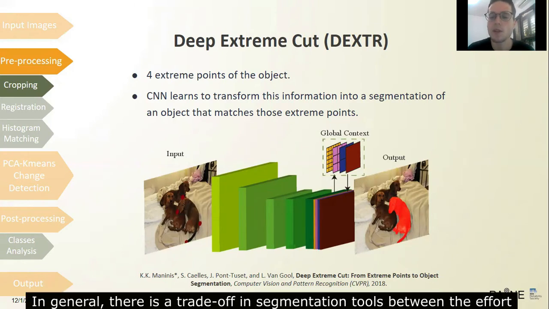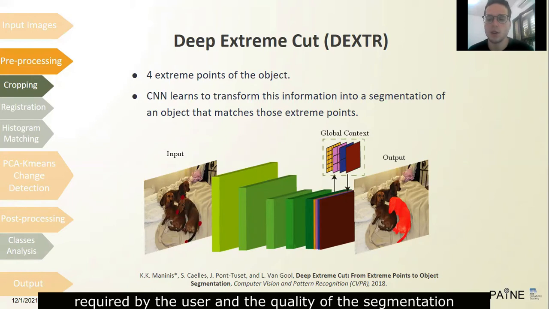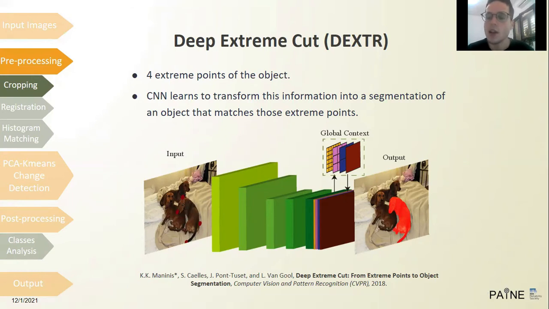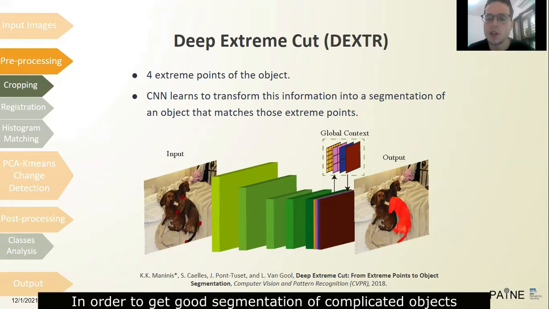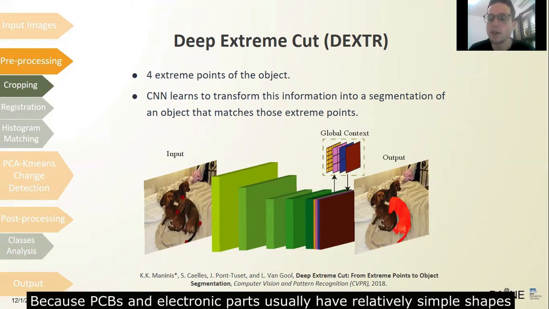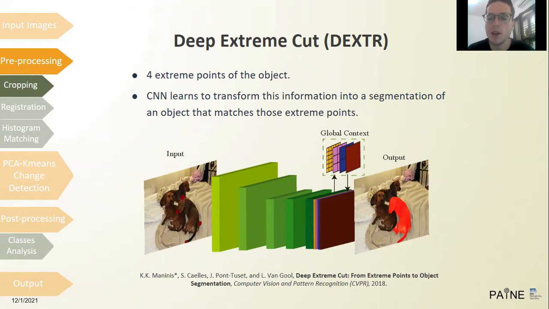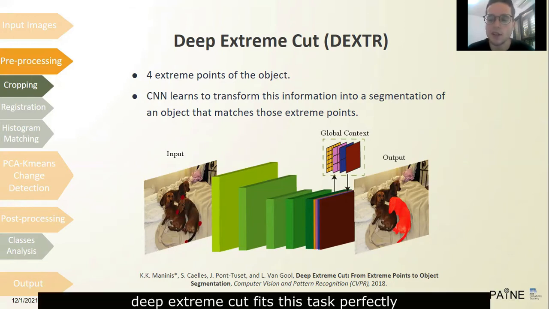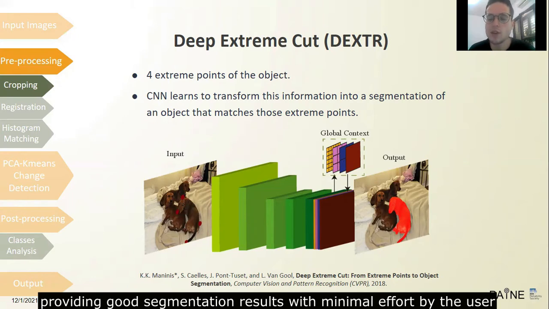In general, there is a trade-off in segmentation tools between the effort required by the user and the quality of the segmentation. In order to get good segmentation of complicated objects, the user usually needs to provide more points or curves, for example, in standard graph cut algorithms. Because PCBs and electronic parts usually have relatively simple shapes, deep extreme cut fits this task perfectly, providing good segmentation results with minimal effort by the user.